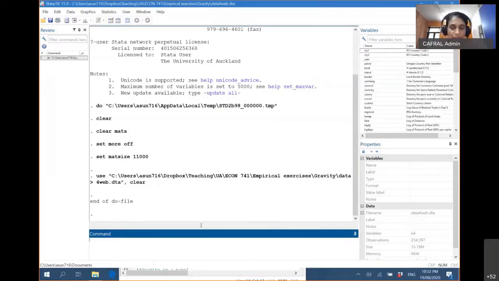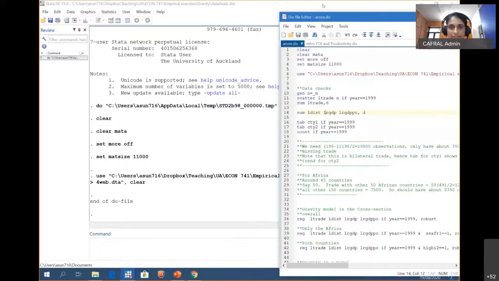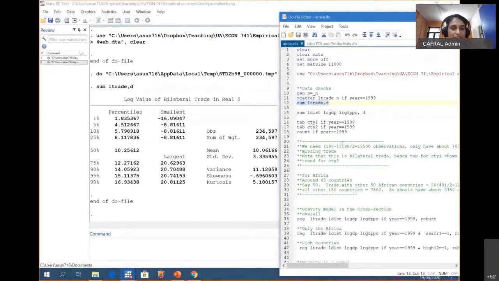But before we get there, let me show you a few things about the trade data, right? So first, I'm going to do some data checks. I'm not going to scatter, I'm just going to summarize the data. So summarize L trade. This is the log value of bilateral trade in real dollars.